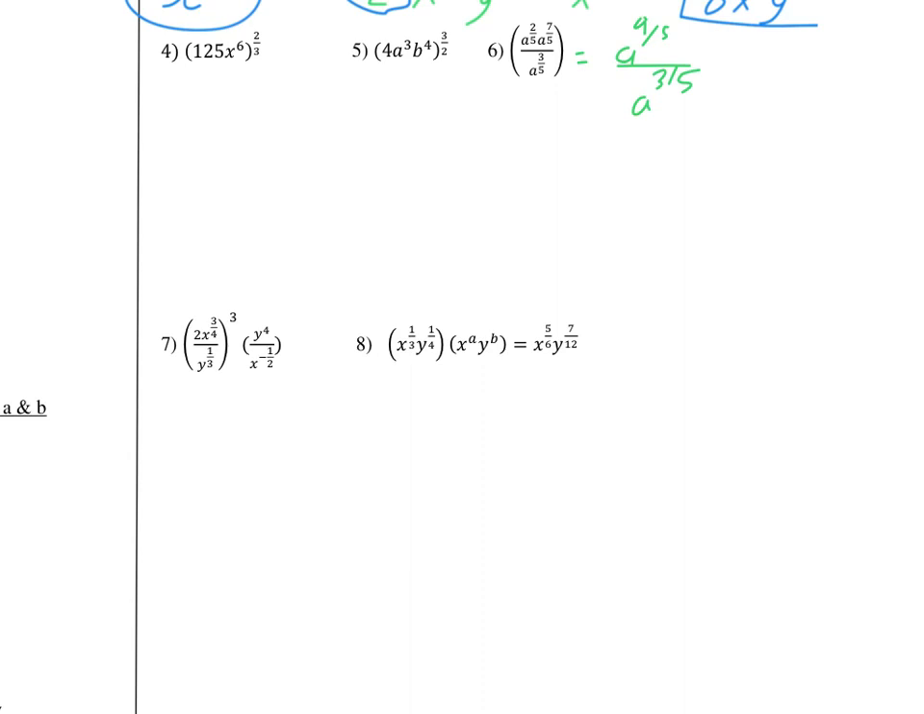I subtract the exponents down. It's going to give me my new exponent for a. And 9/5 minus 3/5 is 6/5. This one, because they already have the common denominator, I think is really easy to do in your head. A to the 6/5 power.